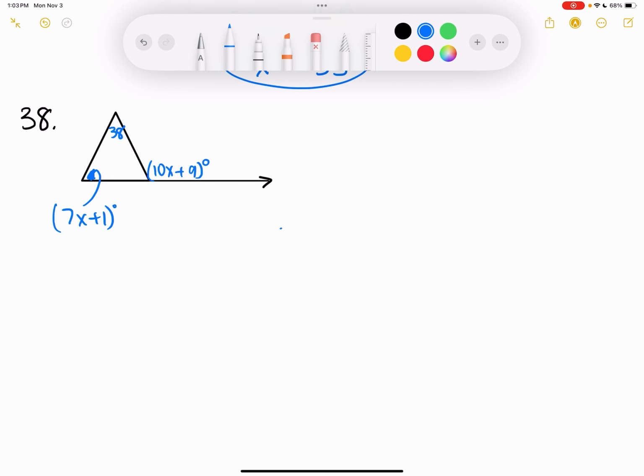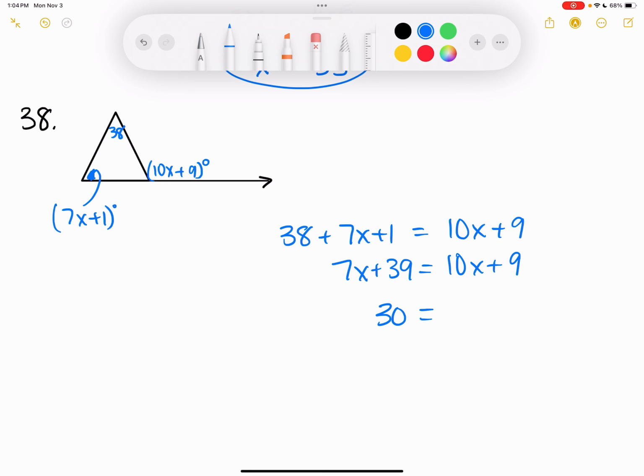All right, so we have 38 plus 7x plus 1 equals 10x plus 9. So, combine like terms over here. I've got 7x plus 39 equals 10x plus 9. Now, to not have negatives, not that I can't because it's going to work out, I'm going to move the 7x to the right and the 9 over here to the left. So when I subtract the 9, I get 30 on this side. Subtract the 7x, then I would get 3x. I have 30 is equal to 3x. Divide by 3, x is equal to 10.